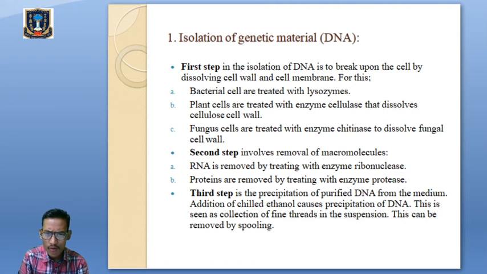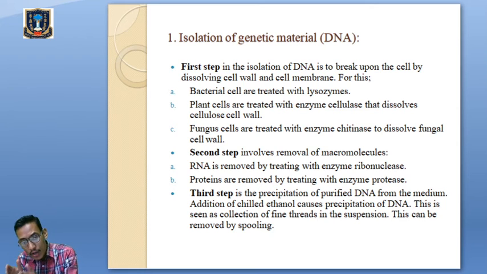So in the first step, we have to obtain or extract the DNA by breaking up the cell wall or the cell membrane of the host cells. Clear? So digestion of the cell wall or the cell membrane is brought about by the help of different enzymes. Suppose we are obtaining the DNA from the bacterial cell, then the bacterial cell needs to be treated with the enzyme lysozyme. If we are extracting the DNA from the plant cell, then the plant cell needs to be treated with the enzyme cellulase, because the plant cell wall contains cellulose. So cellulase will digest the cellulose.